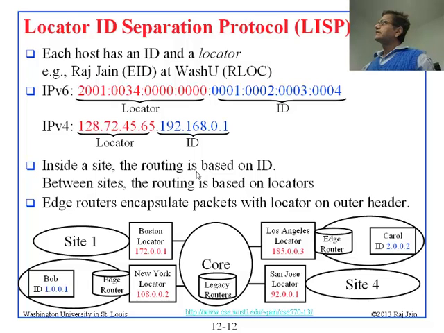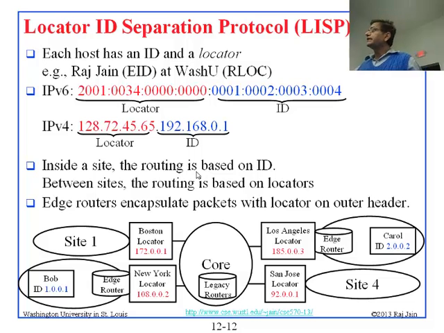So in IPv6, we already have enough bits, so the first part could be locator and the last part could be ID. In IPv4, we don't have enough bits, so we have to give some number for locator, which is 32 bits right here, and 32 bits for ID. So every node has an ID and a locator. Locator is basically for the site where they are, and the ID is their ID, which does not change whenever they move between sites.